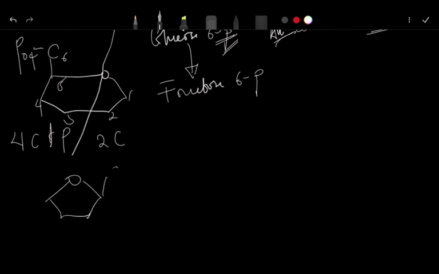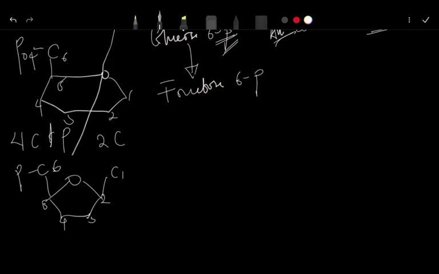Here I have carbon 1. Here I have carbon 6. So here is carbon 1, carbon 2, carbon 3, carbon 4, carbon 5, carbon 6. On this carbon 6 now there is the phosphate. Is that not so? That's why it's called fructose 6-phosphate. Alright.